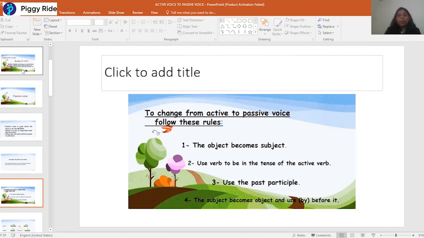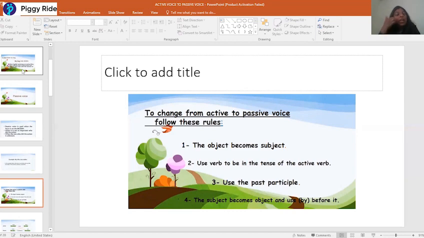So to change from active to passive voice, my dear candidates, please follow these rules, okay? Very important to remember. The object becomes your subject. Use verb to be in the tense of the active verb. And use the past participle, something that had happened. And the subject becomes object and use by before it. These four rules are extremely important.